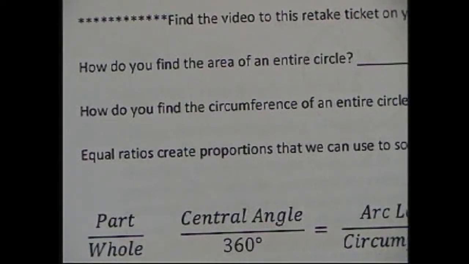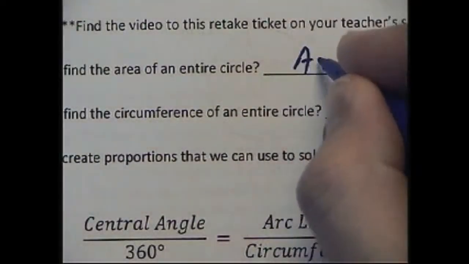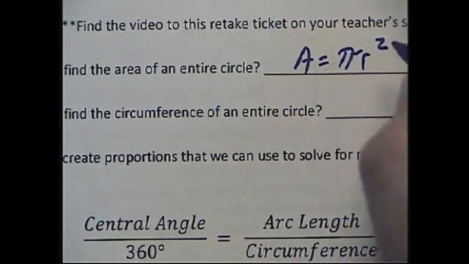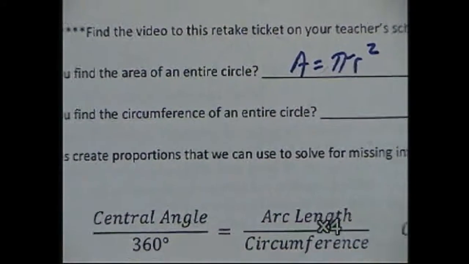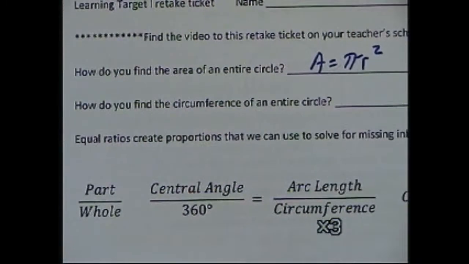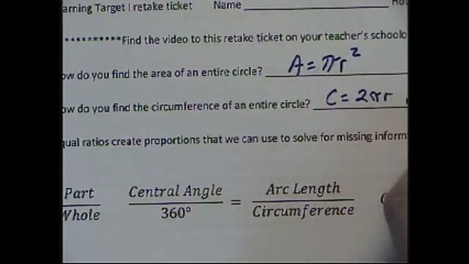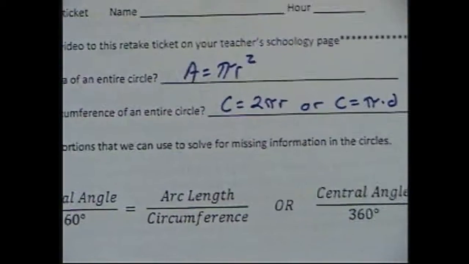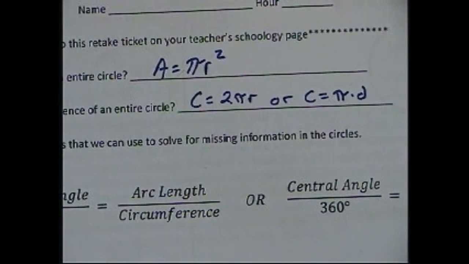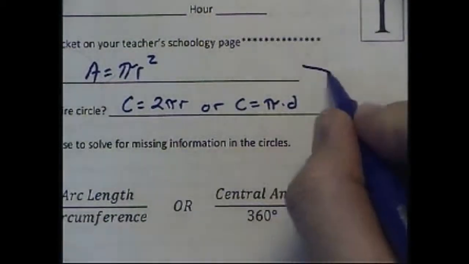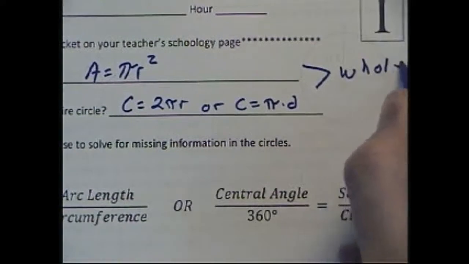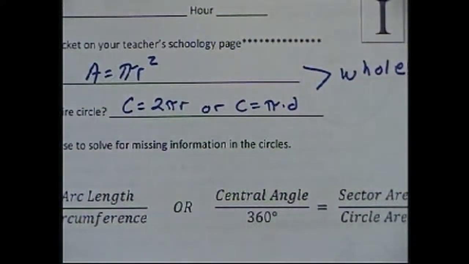To find the area of an entire circle, that area formula is pi r squared. For area, you will always need radius. To find the circumference, we have two options. Circumference can equal 2 pi r or pi times diameter. Either of those two formulas will work. Obviously, 2 radius is the same as diameter. Now, that is when we are just trying to find the whole. And those are the things that will go in the denominator of our proportions in the next question.